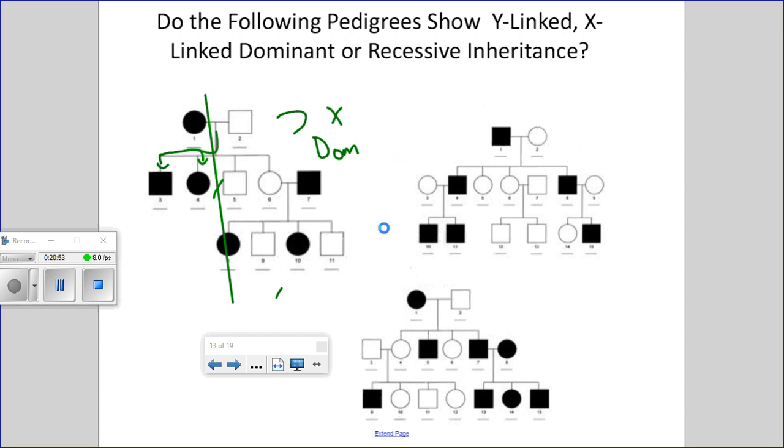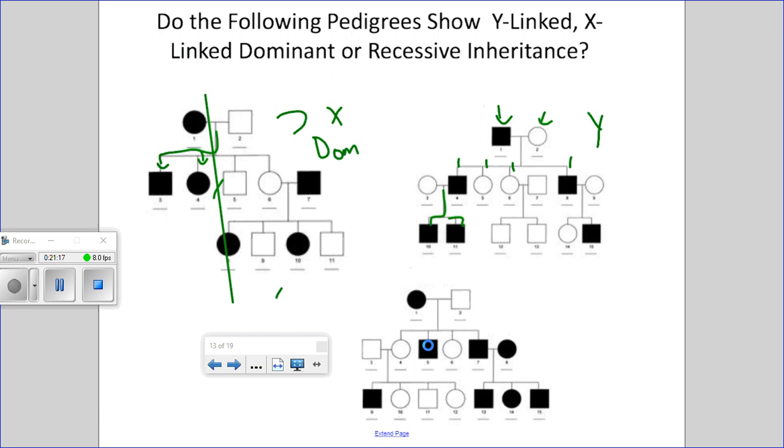In the following pedigree, we have an affected male and an unaffected female. And here, they're having son, daughter, daughter, son, and both sons have the disease. Those sons who have their own sons also have the disease, which suggests that it is Y-linked.